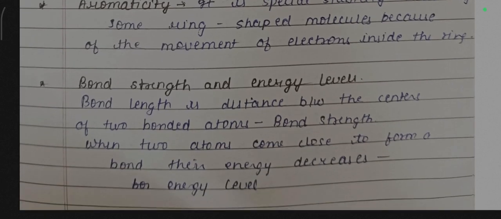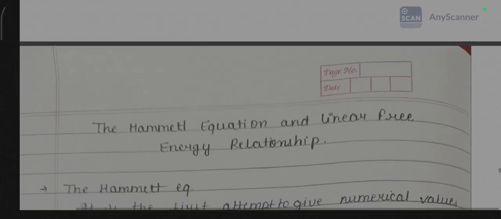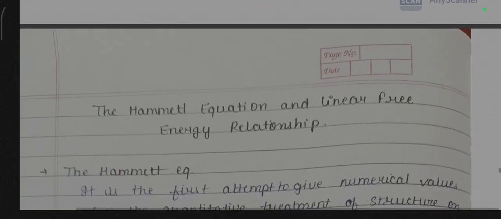Bond strength and energy levels. Bond length is the distance between the centers of two bonded atoms. Bond strength: when two atoms come close to form a bond, their energy decreases. Energy level. The Hammett equation and linear free energy relationship.